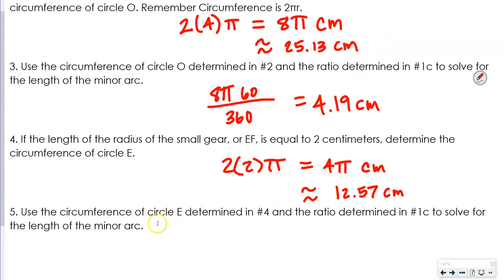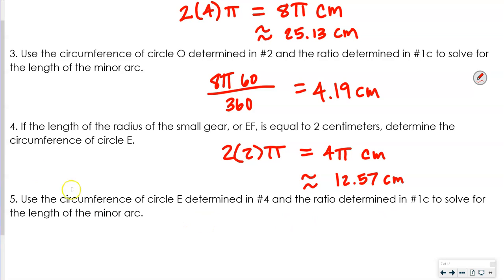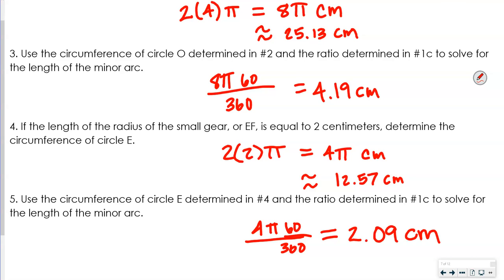So then it says use the circumference of circle E determined in number 4 and the ratio determined in 1C to solve for the length of the minor arc for circle E. Okay, so for this one, again, we're going to do our 4 pi times our 60, and we're going to divide all of it by 360. Okay, so we can do that in our calculator. 4 times pi times 60 over 360, and that gives us 2.09 centimeters.